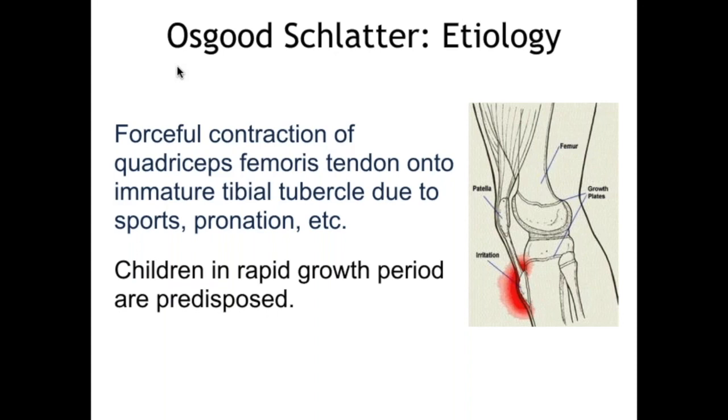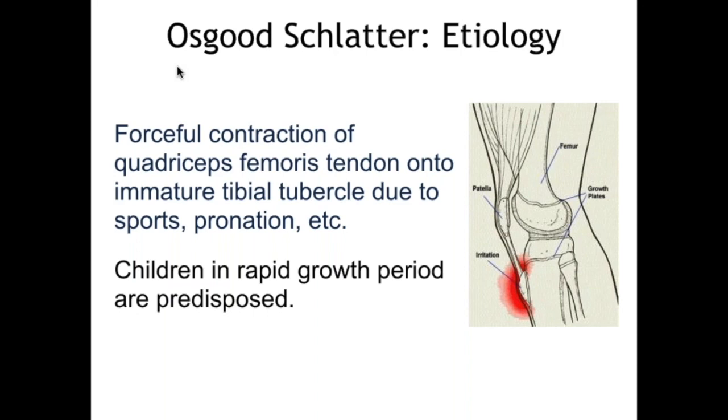When we are young and we are still growing and our growth centers are active, when we have a forceful contraction of the quadriceps tendon onto that tibial tubercle, that can create excess stress, and the body lays down calcium when it's stressed out. That's where arthritis comes from. That's where bone spurs come from. That's where this sucker comes from, the Osgood Schlatter.